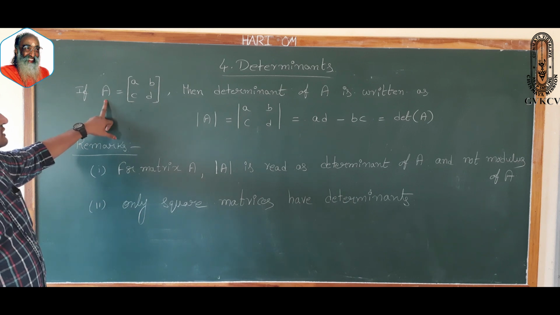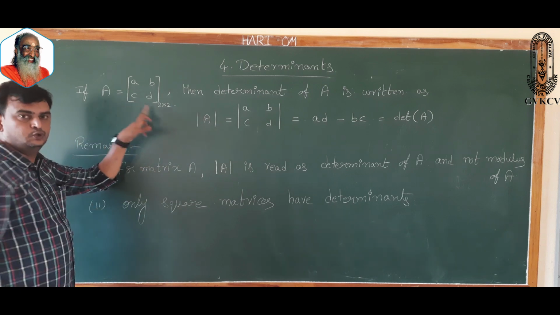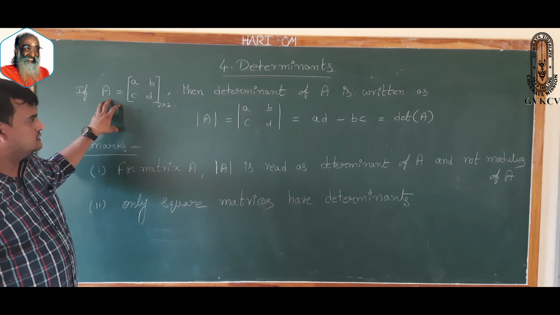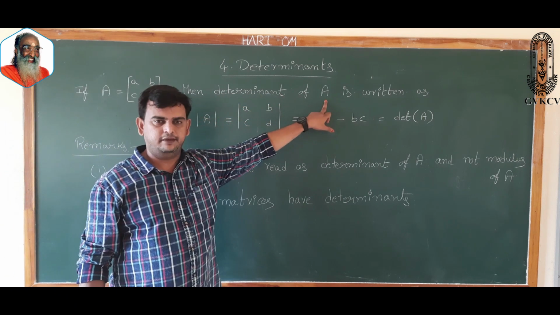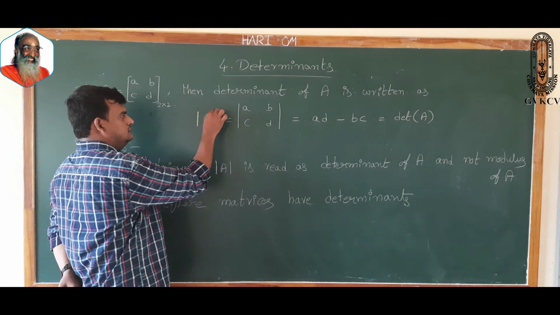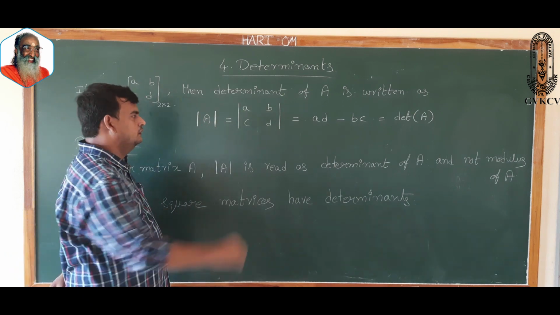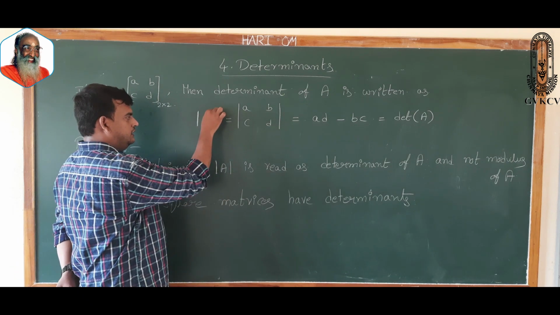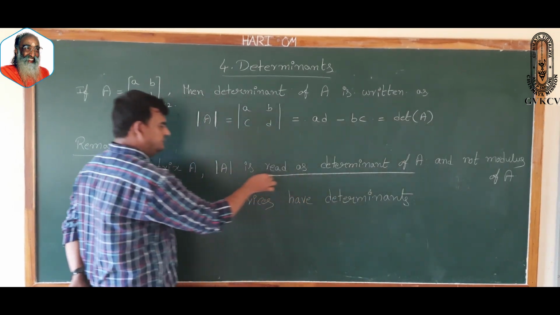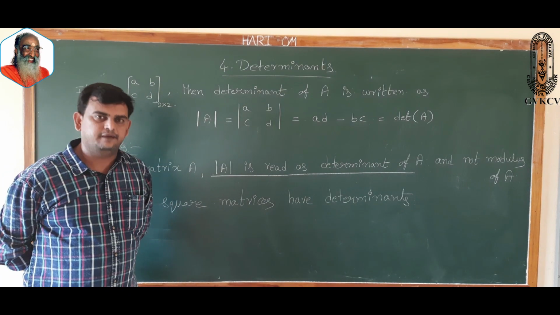We have matrix A with 2 rows and 2 columns. The order of this matrix is 2 rows and 2 columns, which is called a square matrix. When there is a matrix A, what about the determinant of A? We can write the determinant of A like this. Usually this symbol in the number system is called modulus. Here we are calling it determinant. We have to read it as determinant of A, not modulus of A.